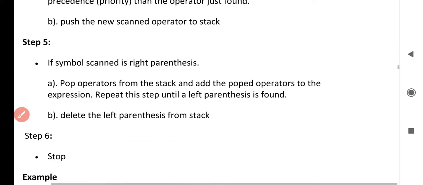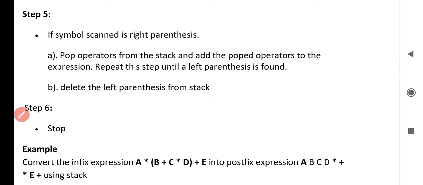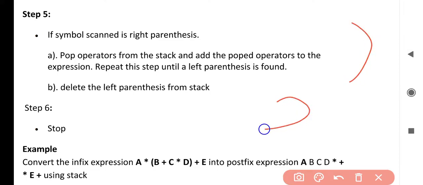Last step is, if the symbol scanned is the right parenthesis. What is right parenthesis? That is the closing round bracket, right? So if the symbol scanned is right parenthesis, then pop operators from the stack, because in the stack you are going to store only operators. Operands are already transferred to the postfix string. So whatever operators are there in the stack, you have to pop them and add the popped operators to the expression, and repeat this step until the left parenthesis is found.